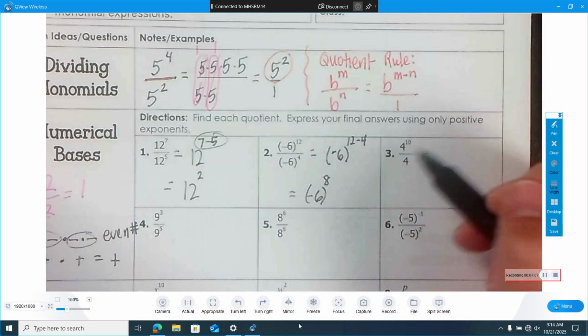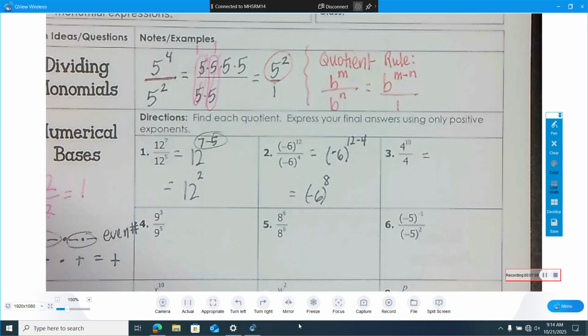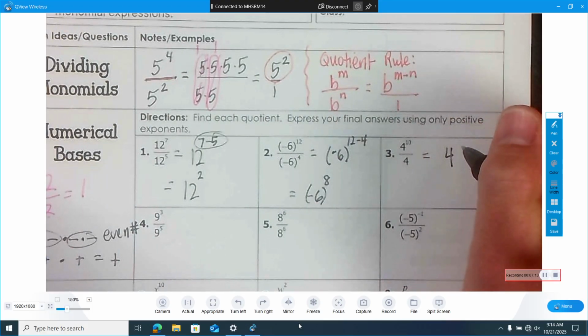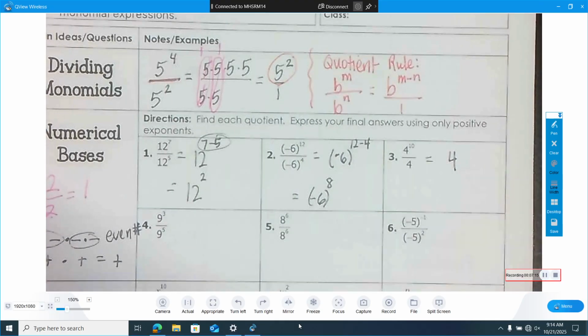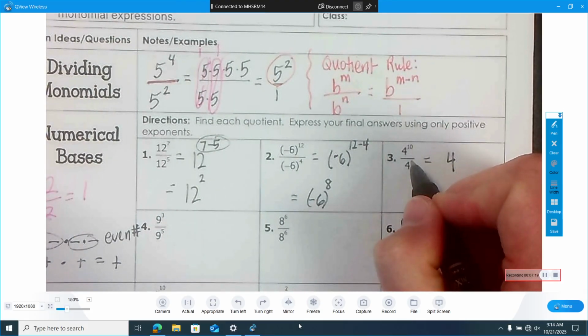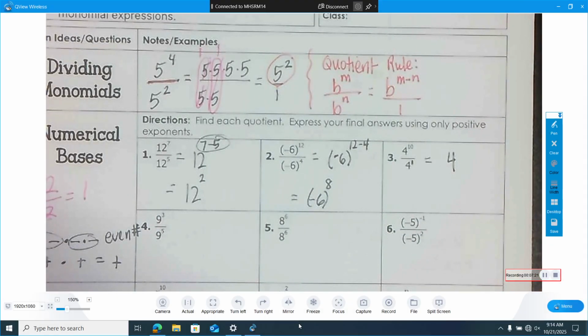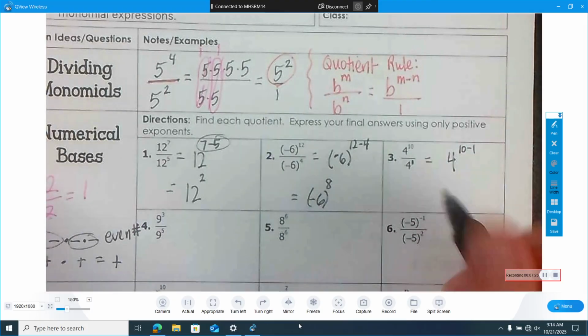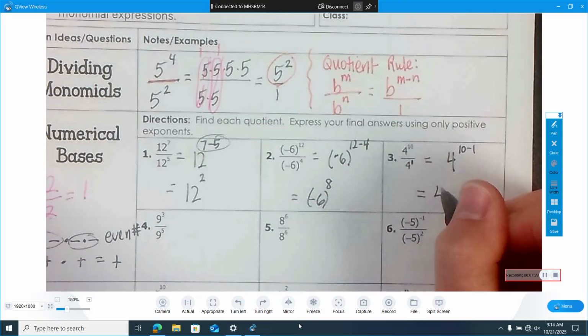Hey, look at this. 4 to the 10th divided by a 4. What's that going to be? 4 to the 10th. 4 to the 9th. Why is it 4 to the 9th? Yeah, everything has a little exponent. Very good. So again, this is 10 minus 1 in our exponent language there. So that's going to be 4 to the 9th.